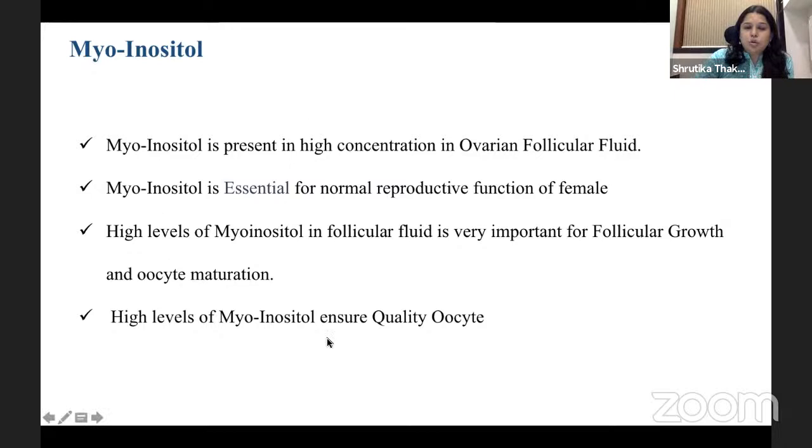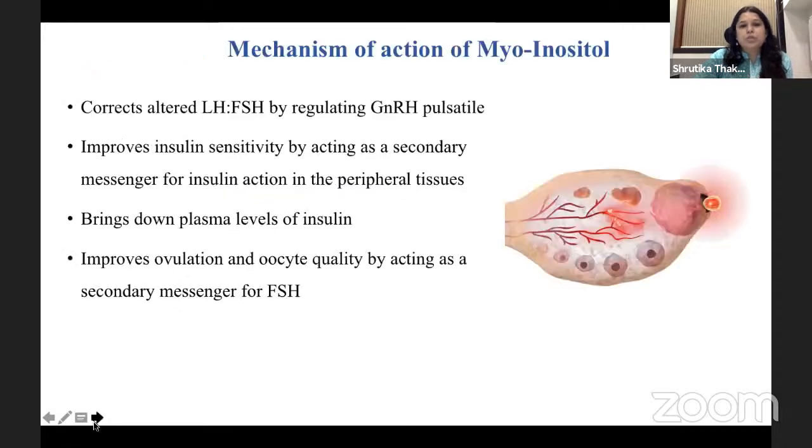So it is known to be an essential part of normal reproductive function. High levels of myo-inositol in follicular fluid is important for causing follicular growth and oocyte maturation, and it improves the oocyte quality. So when we understand that, we understand that somewhere the mechanism of myo-inositol is that it reduces the androgen levels. It probably improves the uptake of LH by the granulosa cells.